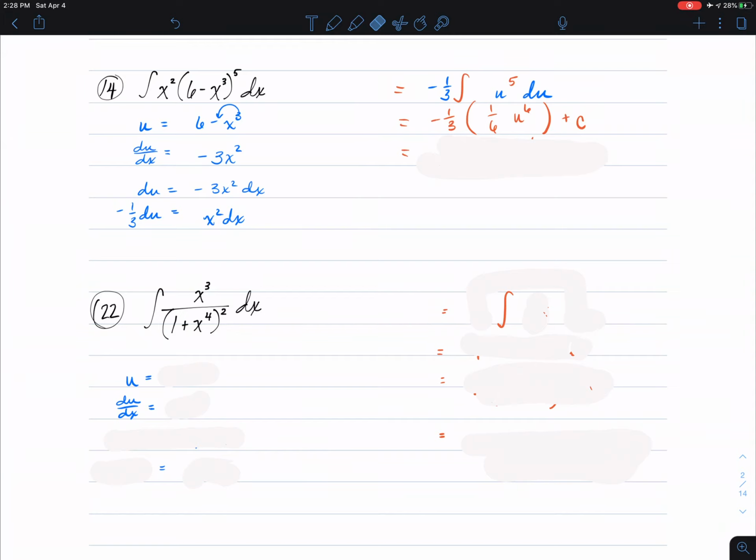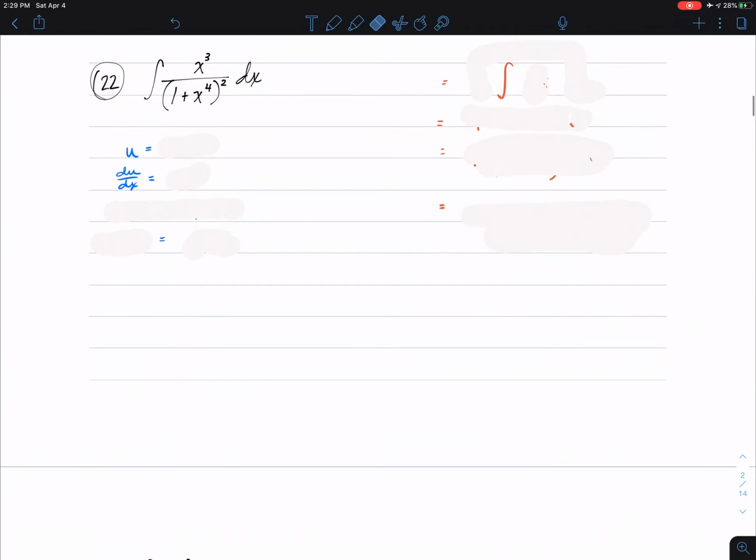And then I'm going to do two things at once here. I'm going to multiply my fractions out in the front, but I'm also going to take my u and resubstitute back in my x's. So I have a negative 1/18 times a 6 minus x cubed. All of that quantity is raised to the 6th power plus my c.